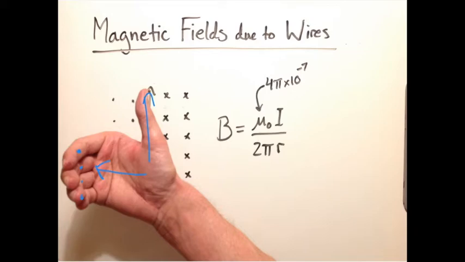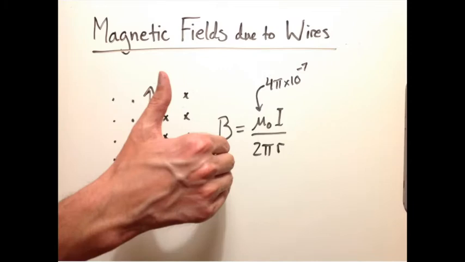Off to the right, I've got to turn my hand around here, the current would be, again, my thumb. My hand is pointing in, that's sort of my radial vector, right? Which side of the wire am I looking at? So off to the right of it, my fingers are pointing into the page.